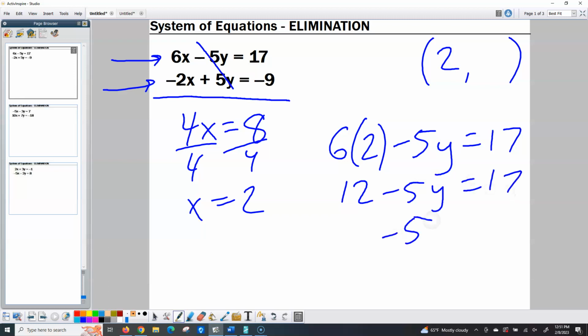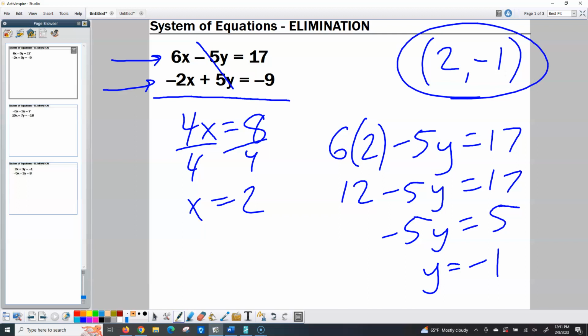I'm going to subtract the 12 over. I think that gives me negative 5, so I think y is negative 1. (2, negative 1) would be the solution to that system of equations.